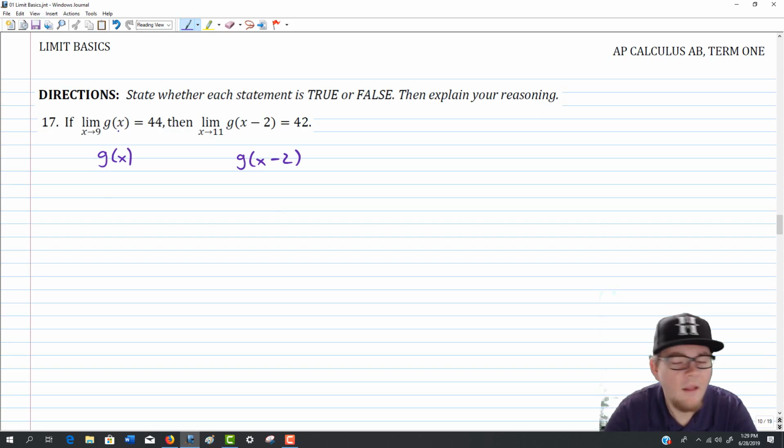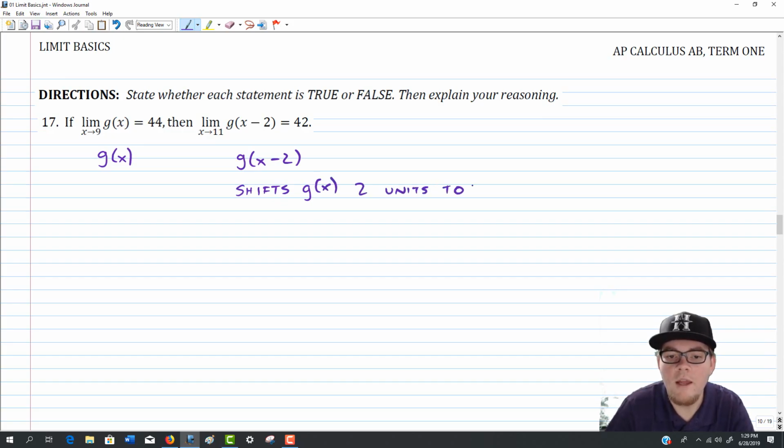So there are lots of strategies to attack this problem. My first strategy is just to think about specifically what happens to the function. When you plug x minus 2 into a function, g of x minus 2 shifts g of x 2 units to the right. And the reason this is so essential to think about is it means that what's happening at or around x equals 9 on g of x is the same as what's happening at x equals 11 on g of x minus 2.